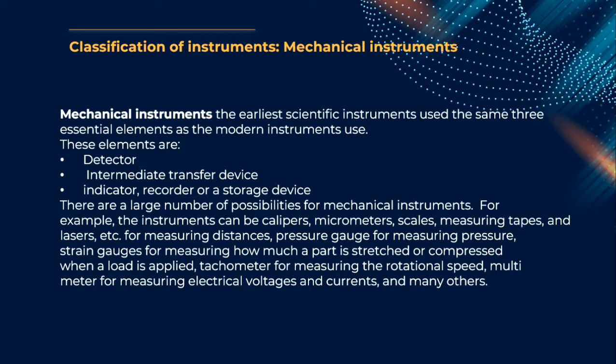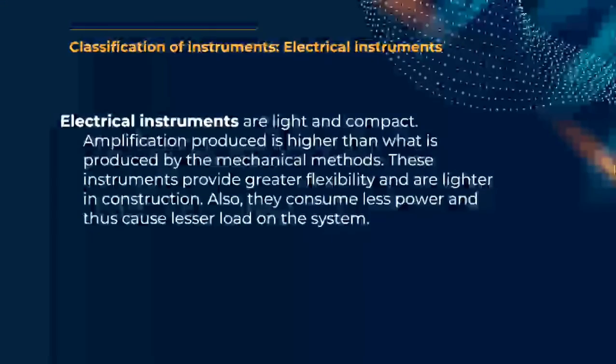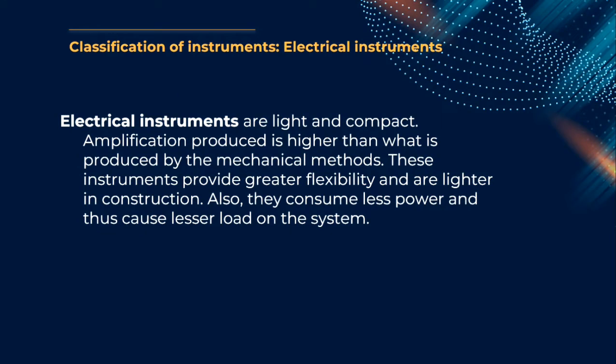For measuring distances, pressure gauge for measuring pressure, strain gauge for measuring how much a part is stretched or compressed when a load is applied, tachometer for measuring the rotational speed, multimeter for measuring electrical voltages and currents, and many others. Second is electrical instruments, which are light and compact.